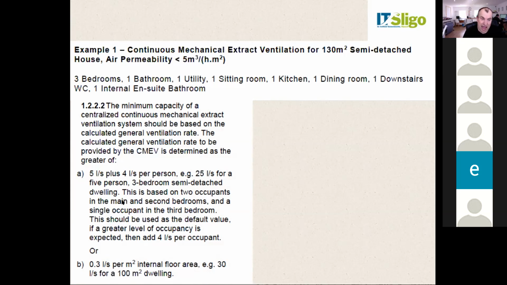This is how it's worked out. This is called a CMEV system: continuous mechanical extract ventilation. It is continuously and mechanically extracting the ventilation.